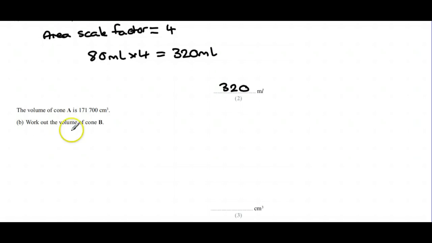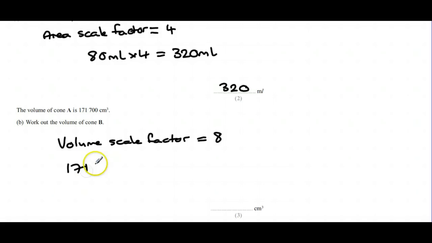For part B, it tells us the volume of A. So inevitably now we're going to be dealing with the volume scale factor, and because B was twice as large as A, the volume scale factor will be 2 to the power of 3, so actually the volume is 8 times larger inside that cone B than it is in cone A. So what we need to do is take the volume of A and times it by 8, and that gives us 1,373,600 centimetres cubed.